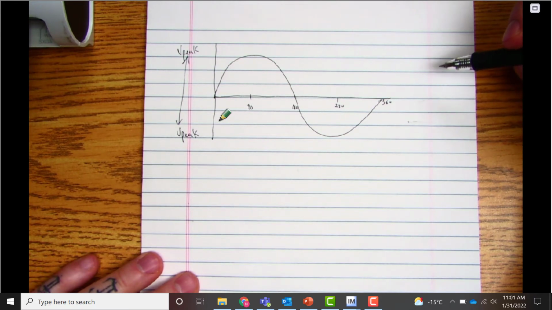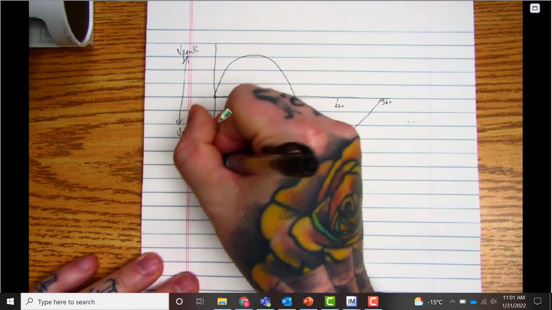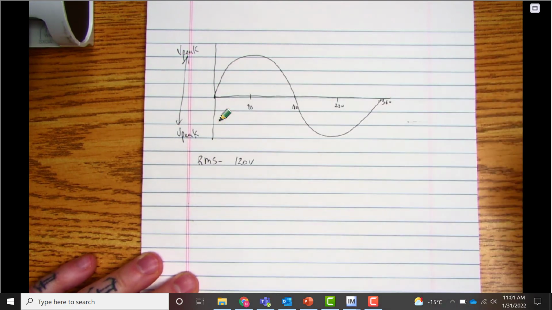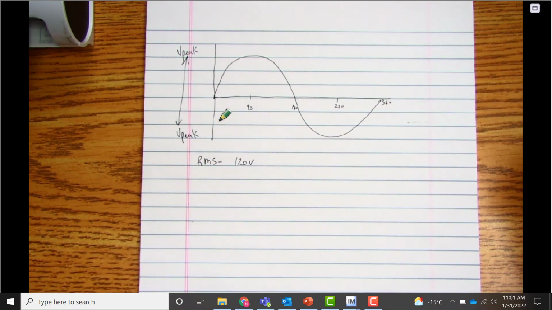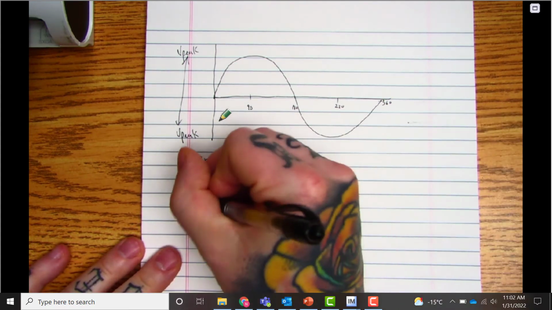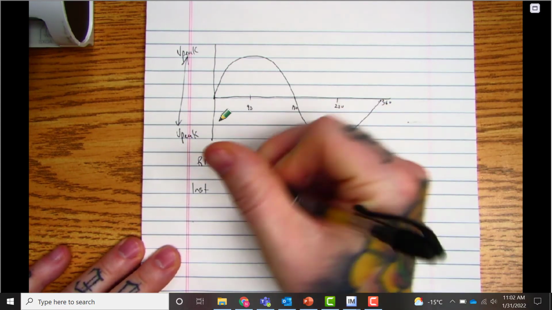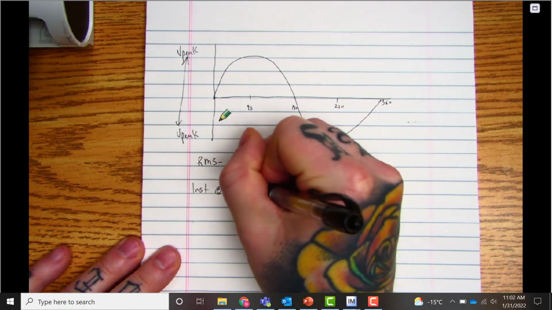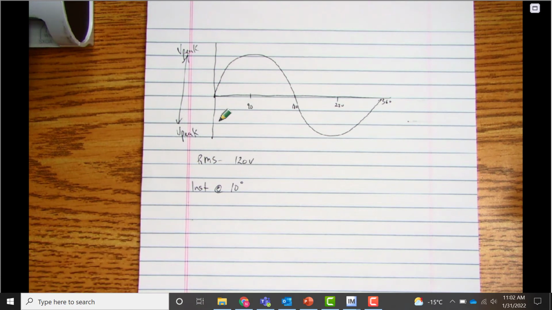So let's say I have an RMS, which is what we're commonly reading, of 120 volts. And this question comes up: what's the instantaneous value of voltage at, let's say, 10 degrees? There's a formula we can use to find that out.